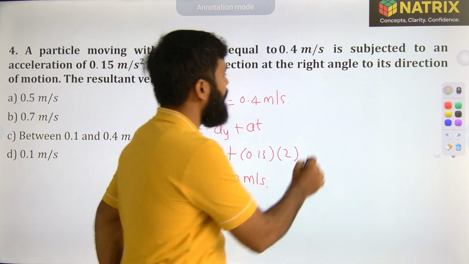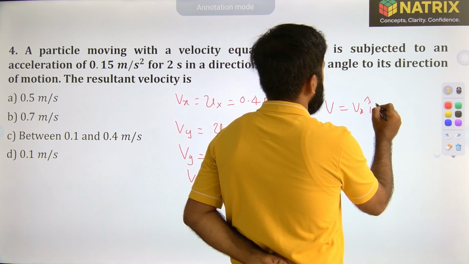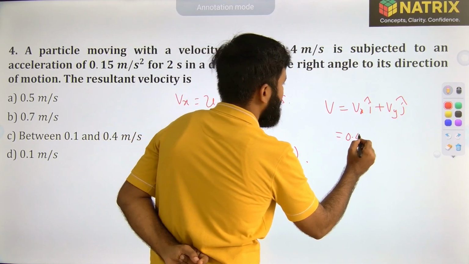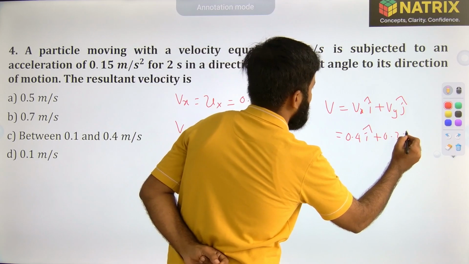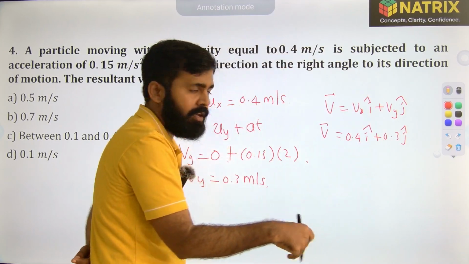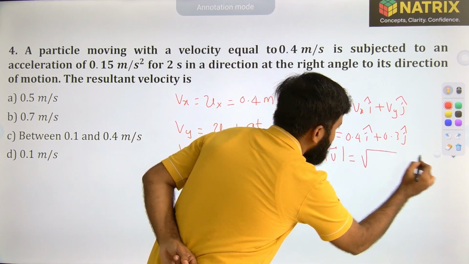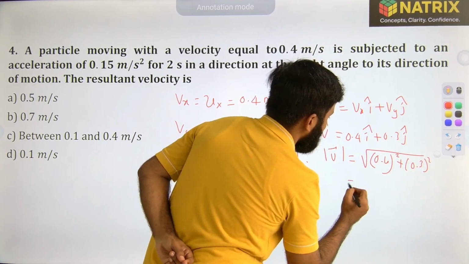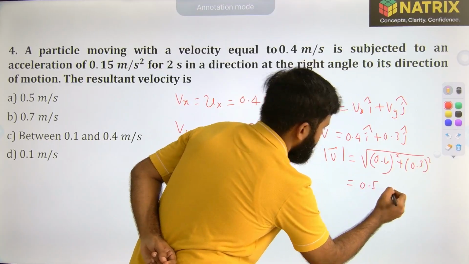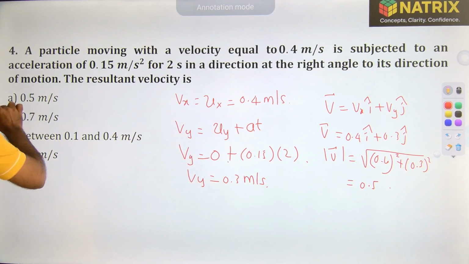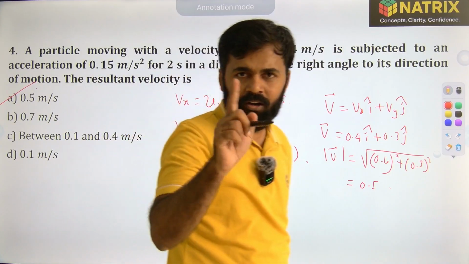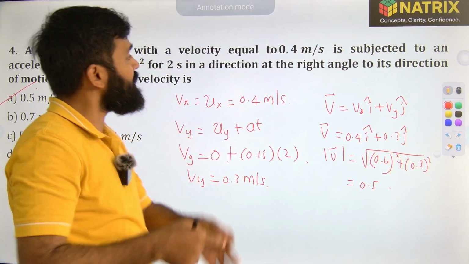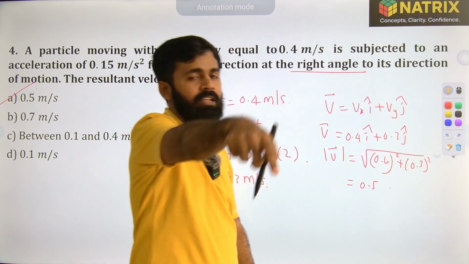So now I can write V as Vx i cap plus Vy j cap. So V is 0.4 i cap plus 0.3 j cap. That is my velocity vector. What is the magnitude? Calculate root of 0.4 squared plus 0.3 squared. You will get 0.5. So your answer is 0.5 meter per second, not 0.7 meter per second. So where did we make the mistake? Our focus was not on the right angle initially.